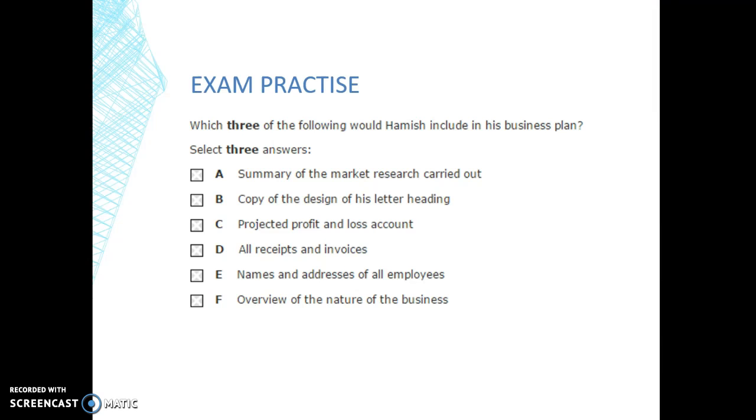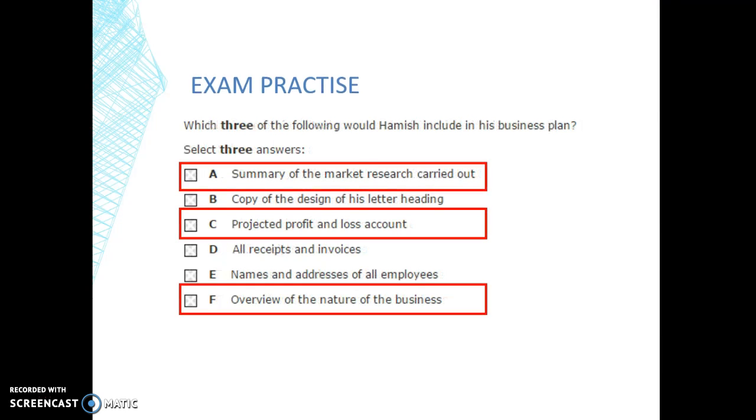This one was, which 3 of the following would Hamish include in the business plan? And so you needed to work through this, and you needed to think what was going to be in the business plan. So pause the video, have a look at the questions, and then see which of the 3 answers you think is correct. So here we've got the 3 correct answers. Summary of market research carried out. So any market research that's been done is going to be in your business plan.